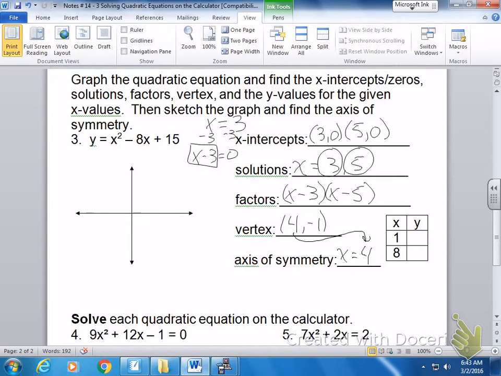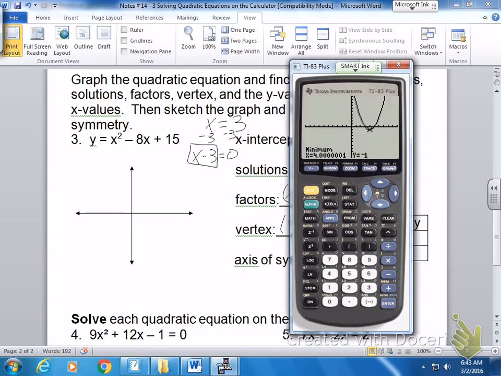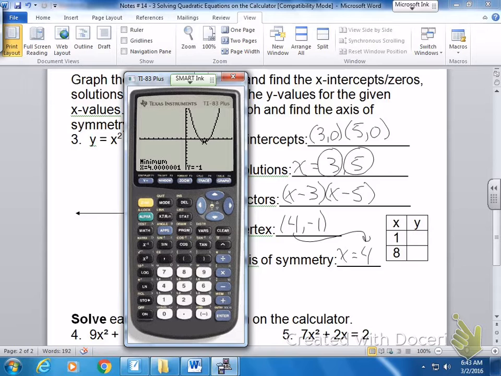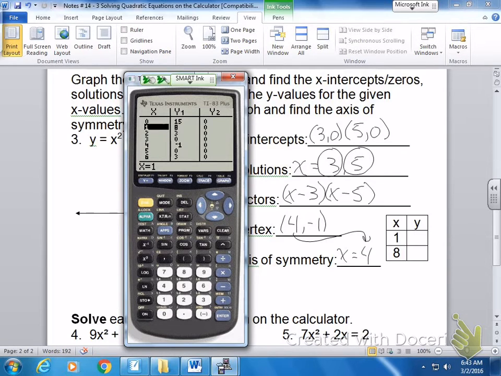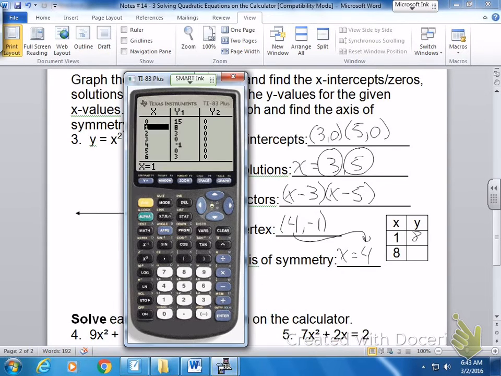We've got a couple more things to do. Let me look at my calculator again. I have to fill out this table now. I need the y values when x is 1 and 8, so I'm going to go to the table by hitting second graph. If I go down to 1, I find out that the solution for y is 8. And then I need to go down to 8, and I see my solution is 15.